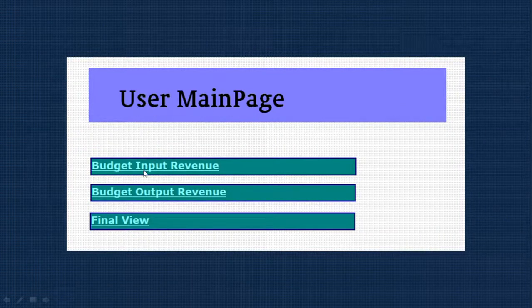Now, as far as the user is concerned, the user can see the input revenue, where the money comes in, and the budget output revenue, where the money goes out. And the final view shows the total input, the total output, and what the excess or deficit is. That can be found through the final view.